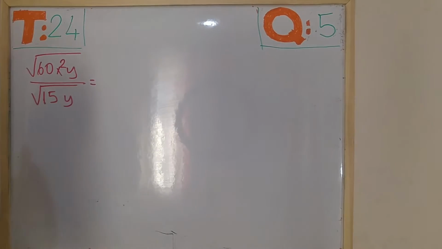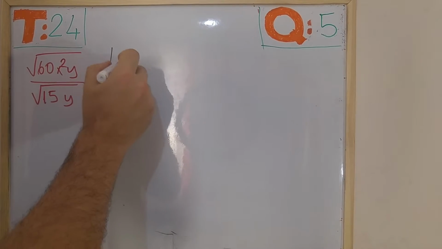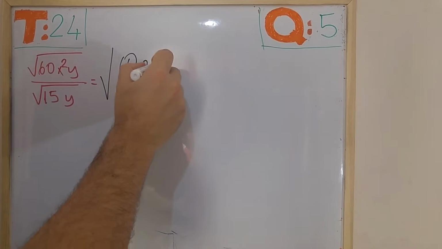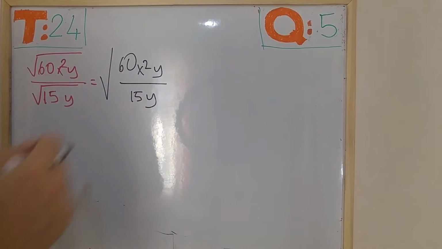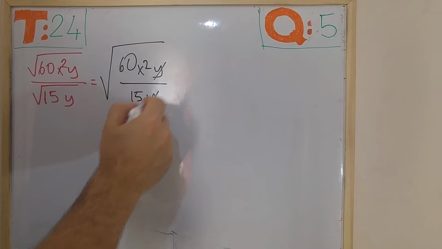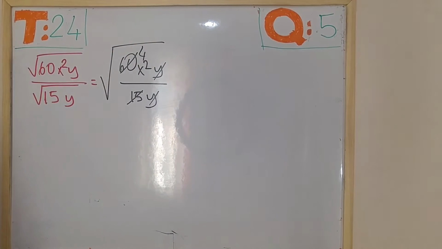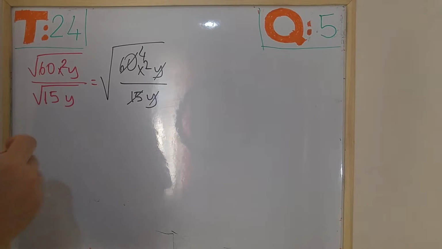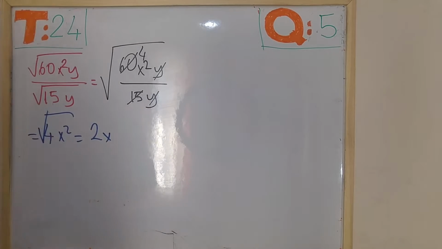We can put all the expression into 1 square root by saying 60 x squared y divided by 15y. And here y's cancel out. 60 divided by 15 is equal to 4. And what we have in our hands is equal to square root of 4x squared, which makes 2x.